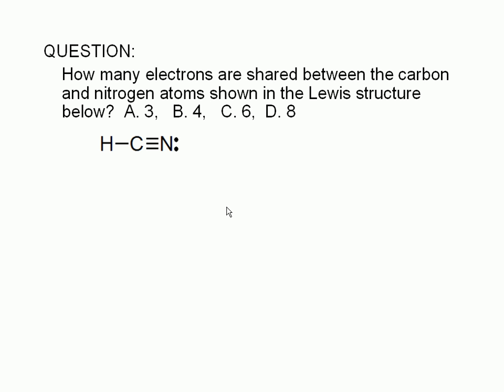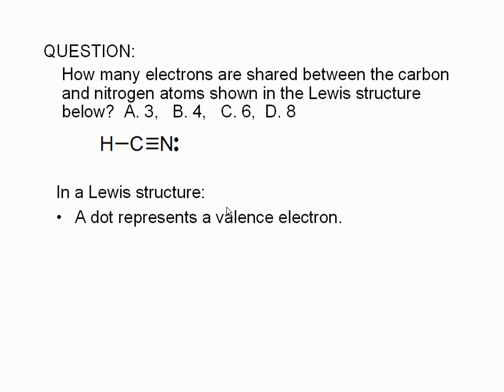How many electrons are shared between the carbon and nitrogen atoms in the Lewis structure shown here? 3, 4, 6, or 8? In a Lewis structure, a dot represents a valence electron.